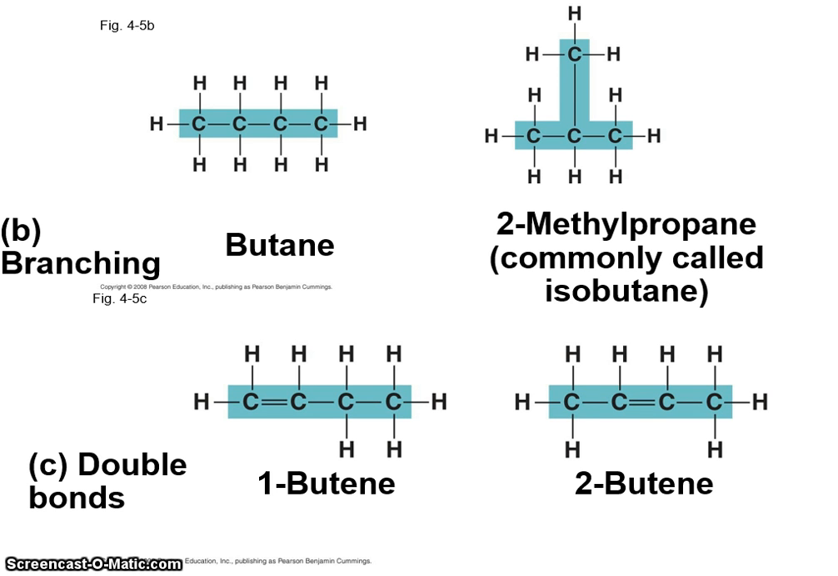Like we said before, the double bonds play a role in the variety and the variation of carbon structures. These 2 molecules are made of the same number of carbons and hydrogens, but because of where the double bond is, here you can see it between the first carbon and the second carbon, and here we can see it between the second carbon and the third carbon, that gives these 2 molecules unique properties and makes them 2 completely different molecules, as you can see by their name, 1-butene and 2-butene.